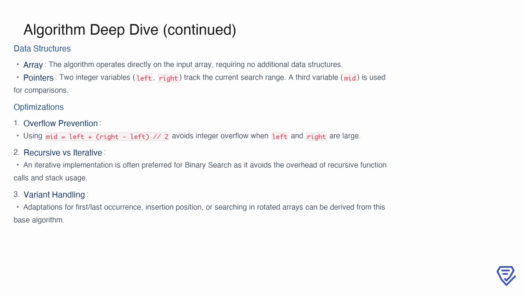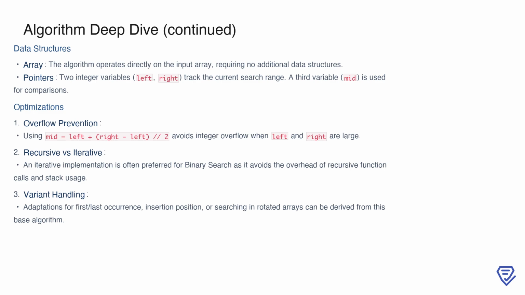The binary search algorithm operates directly on the input array, so no additional data structures are required. Two integer variables, left and right, track the current search range, while a third variable, mid, is used for comparisons. This makes the algorithm space efficient. To optimize the implementation further, we use the formula mid = left + (right - left) // 2 to prevent integer overflow, which can occur when the values of left and right are very large.